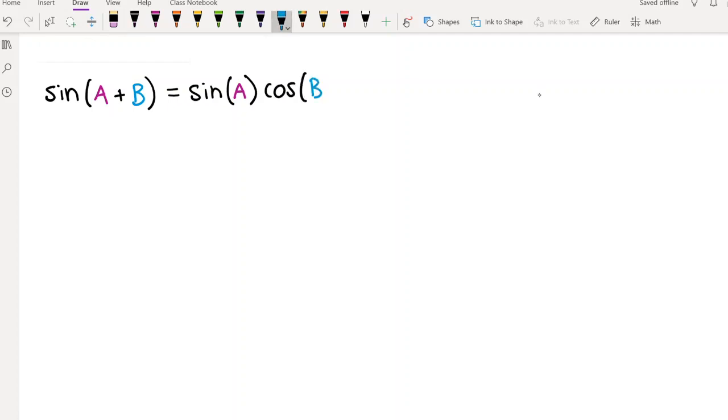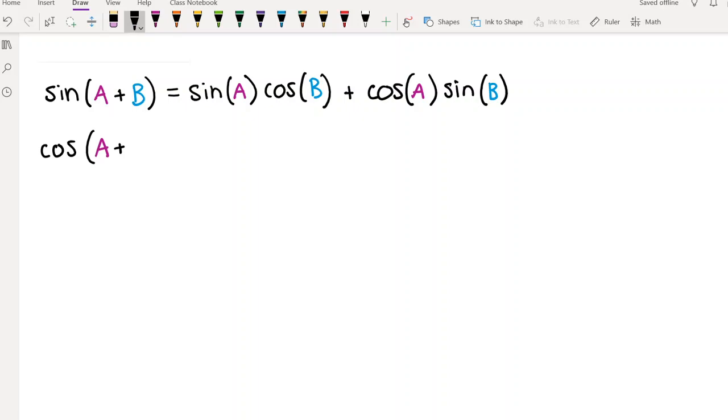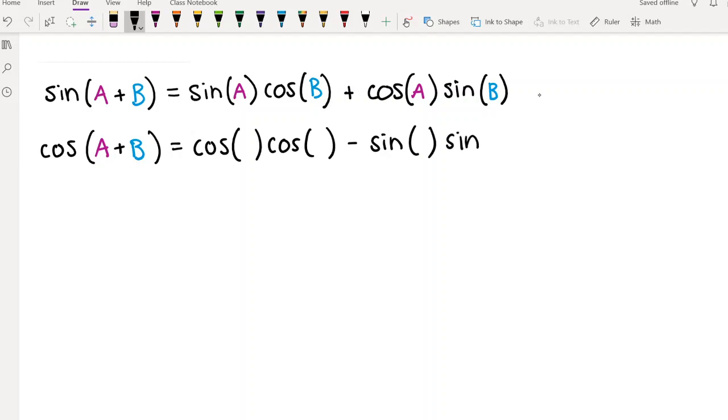Okay, so here's our addition formula. So cosine of A, sine of B, and then our cosine formula. So cosine of A plus B, we had cosine of A times cosine of B minus sine of A times sine of B.